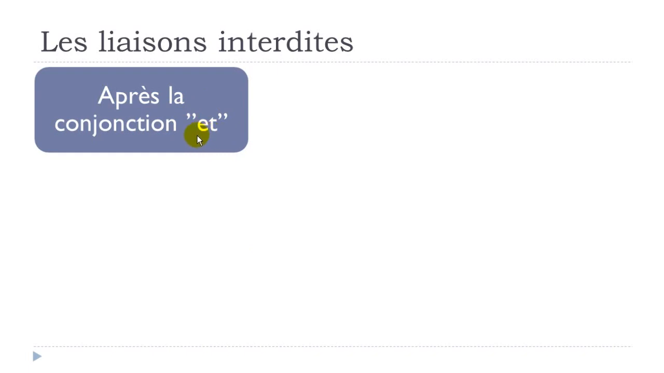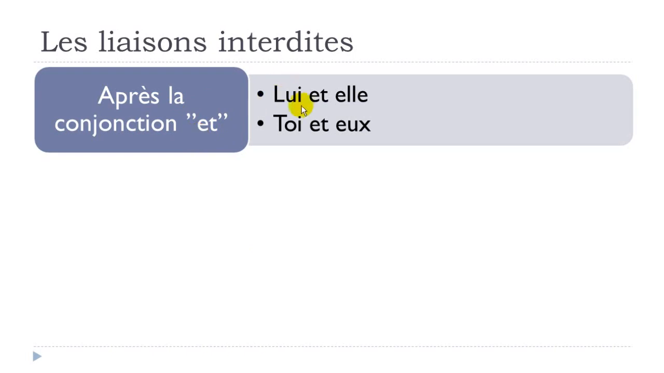And so normally students tend to think that when you've got, you know, lui et elle like that, well, why not put this little liaison between the two? Because it would be quite logical. After all, we tend to make it and to put it a little bit everywhere.